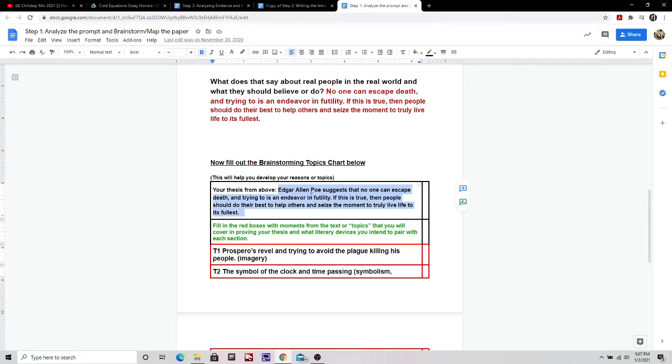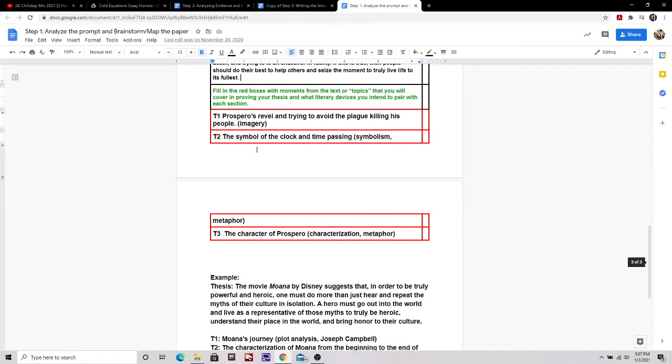If this is true, then people should do their best to help others and seize the moment to truly live life to the fullest. Okay? So that's what we're going to try to prove in our essay, and we're going to have to try to support that with relevant quotes from the text, all right? The 3 things that we want to talk about in this essay are Prospero's revel and imagery, the symbol of the clock and symbolism or metaphor, and the character of Prospero, characterization and metaphor, maybe. We'll see about the metaphor part.